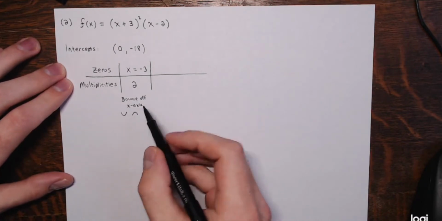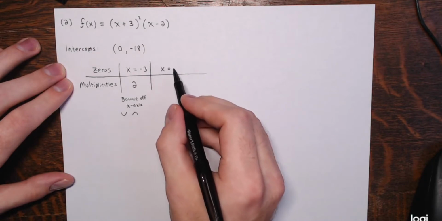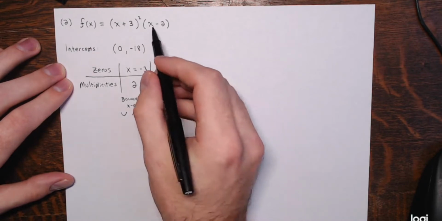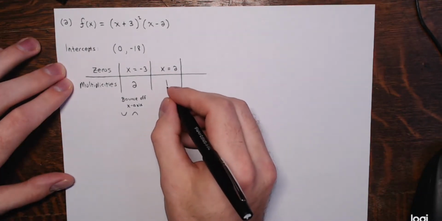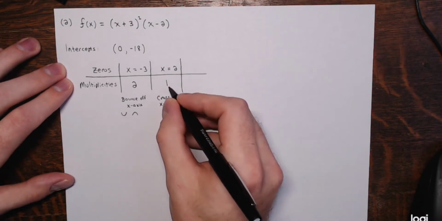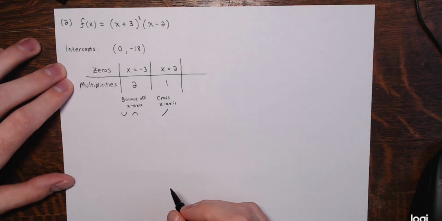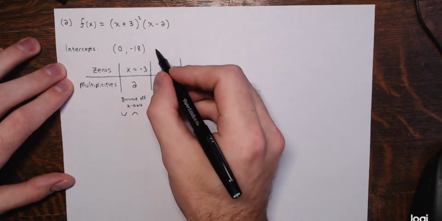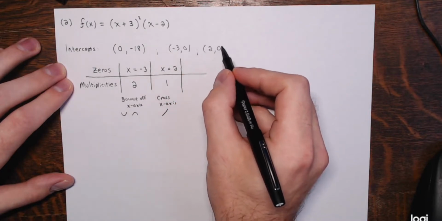Okay. And then the other 0, the other x-intercept, is going to be at x equals 2, or you can just write 2. And there's only one factor of that, so the multiplicity is 1. And the graph, with an odd multiplicity, is going to cross the x-axis. And because the multiplicity is 1, it's going to cross just like a straight line. So the intercepts are 0, -18, then we have -3, 0, and 2, 0. Those are the points that'll be on the x-axis.